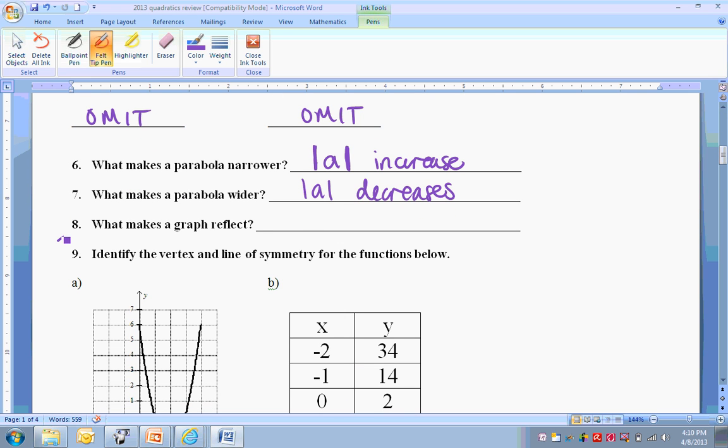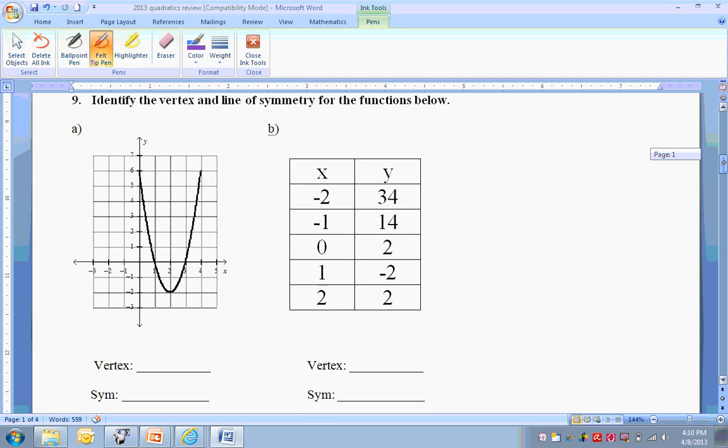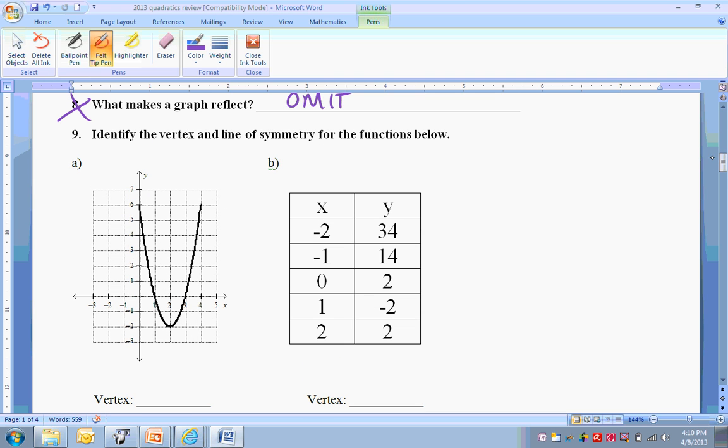Alrighty, let's ignore number 8, omit that, and if need be, I'll clarify that before the test tomorrow, but I really don't think I like those questions, so we're going to omit them.